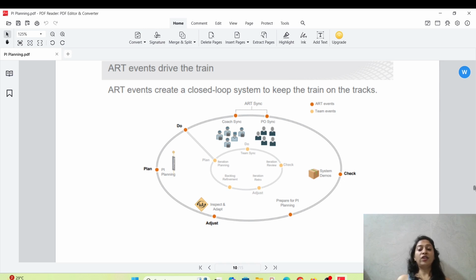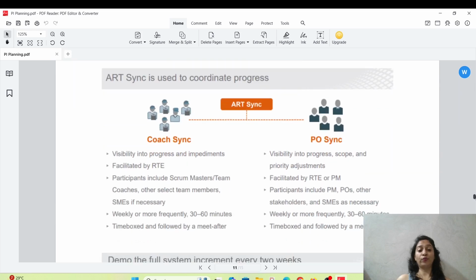In the check step, you can see the system demos. Then they prepare for the PI planning, and in adjust they inspect and adapt. This is the closed loop system, ART events and team events. Just go through it once, and elaborate more in your own words for interview purposes.